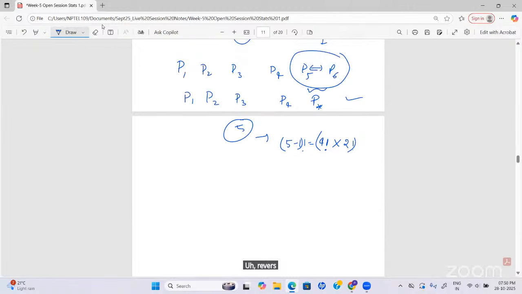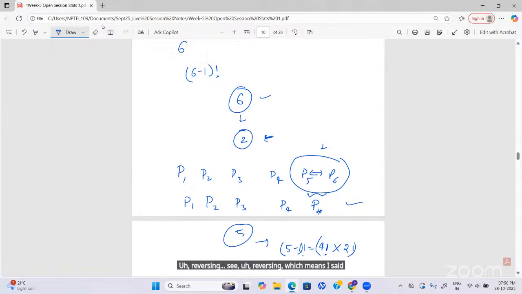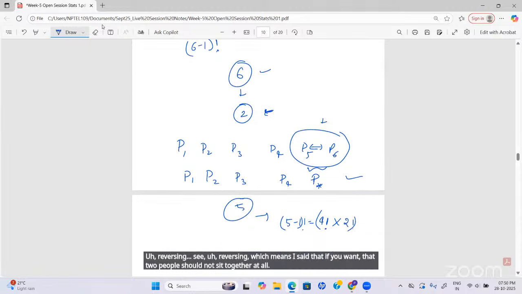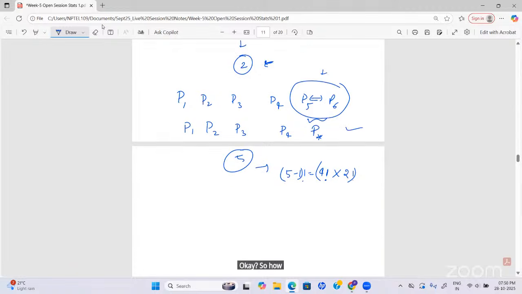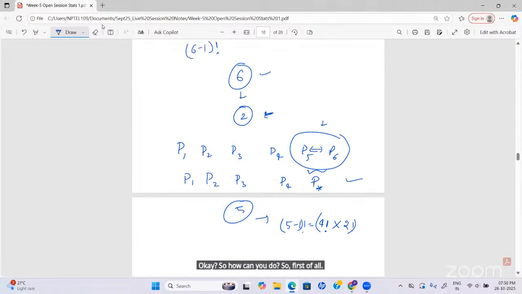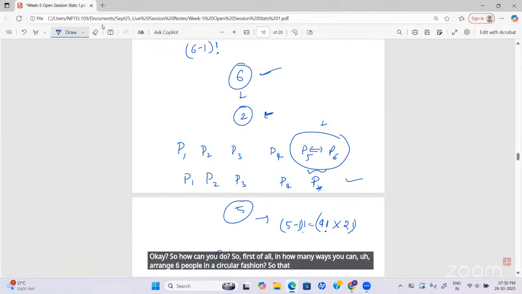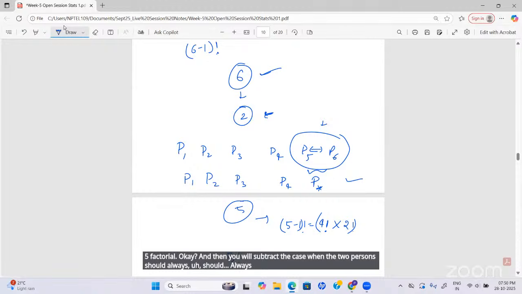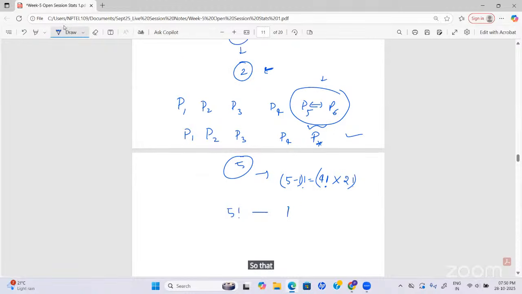Reversing, which means I said that if you want that two people should not sit together at all, how can you do it? First of all, in how many ways can you arrange six people in a circular fashion? That is 6 minus 1 factorial, which is 5 factorial. Then you subtract the case when the two persons always sit together. That will be 4 factorial into 2 factorial. So this will be the answer.